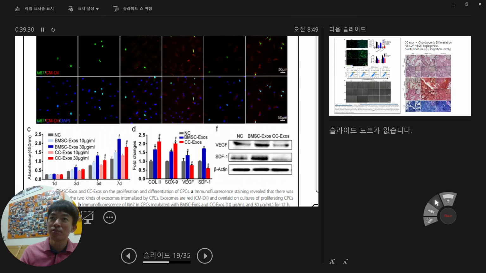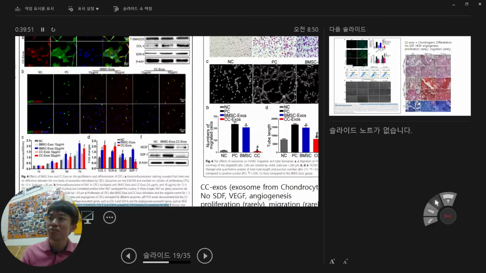And then both collagen 2 and SOX9 are increased with the chondrocyte exosome, but other factors, VEGF and HIF1-alpha, regarding recruiting cells and some angiogenesis, are better in BMSC, confirmed by Western. VEGF and HIF are better in bone marrow stem cell.